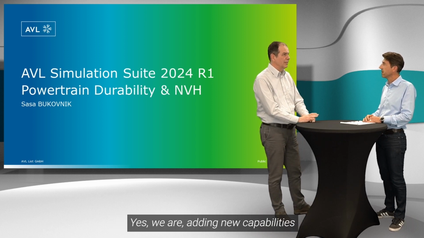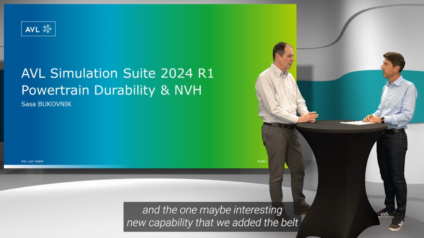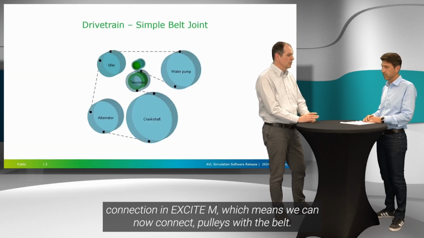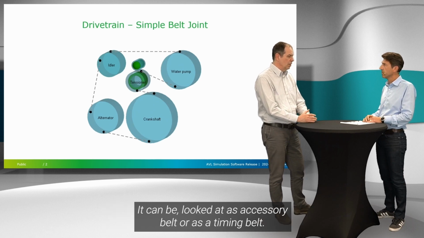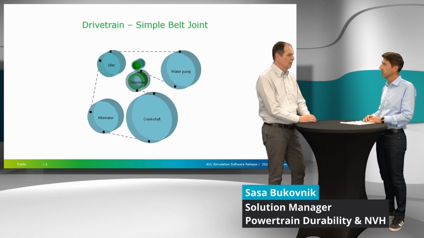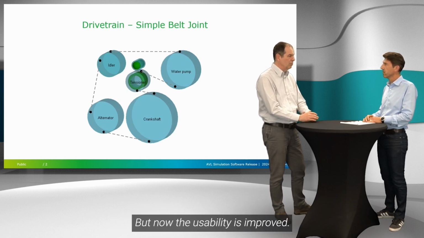Thank you, Oliver. Yes, we are adding new capabilities, and one maybe interesting new capability that we added is a belt connection in EXCITE M, which means we can now connect pulleys with the belt. It can be looked at as accessory belt or as a timing belt. We had such a capability in EXCITE Power Unit, but now the usability is improved.